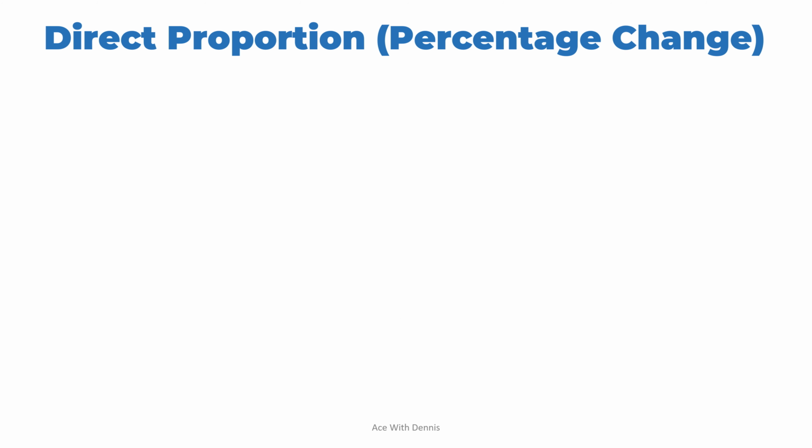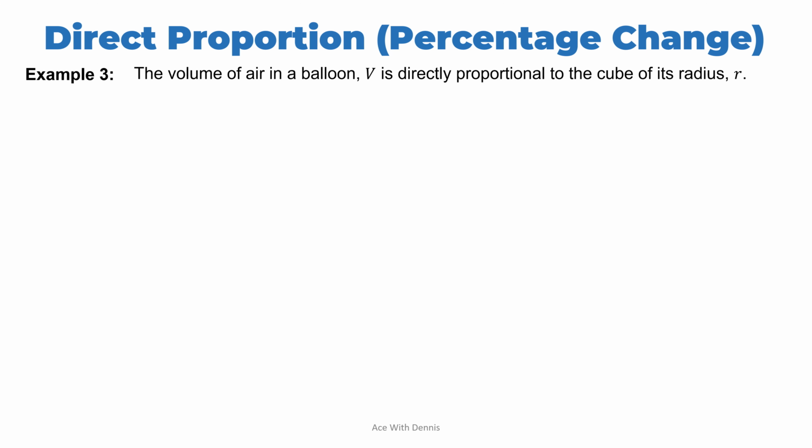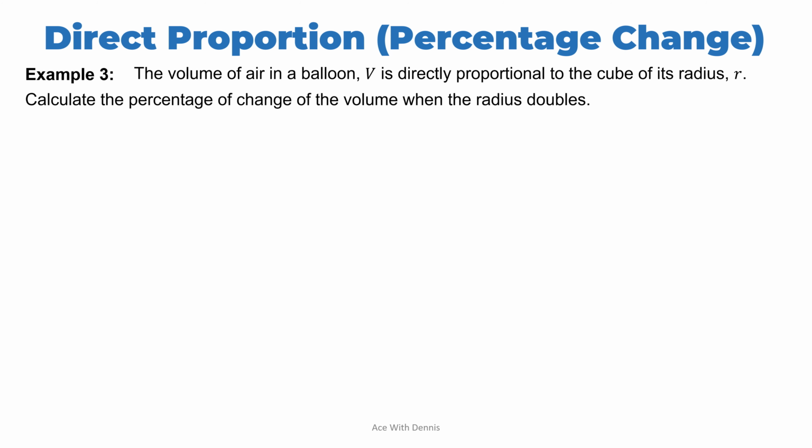Let's look at example 3, which is related to direct proportion involving percentage change. The volume of air in a balloon V is directly proportional to the cube of its radius r. Calculate the percentage of change of the volume when the radius doubles.